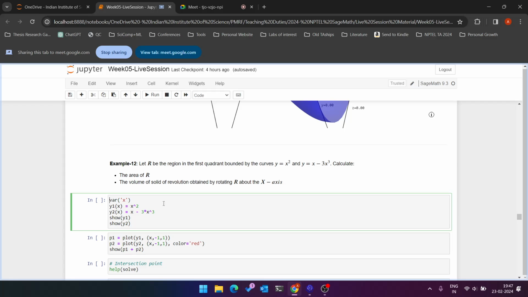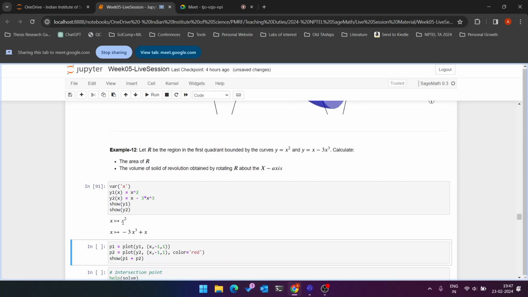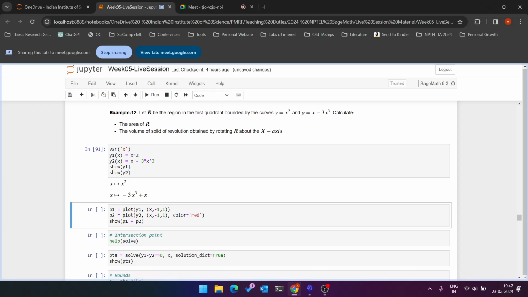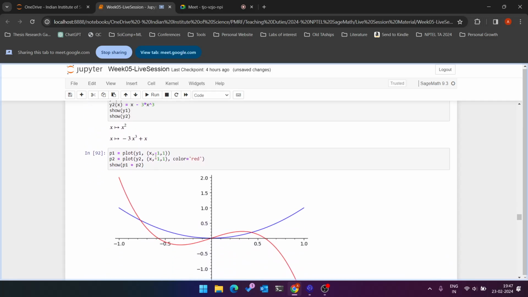Again, the same process. We initialize the variable. The two functions, I have labeled them as y1 and y2, y1 being x square and y2 being x minus 3x whole cube. So these are my function definitions. And now I want to plot p1 and p2 together for the entire range -1 to 1 and -1 to 1.